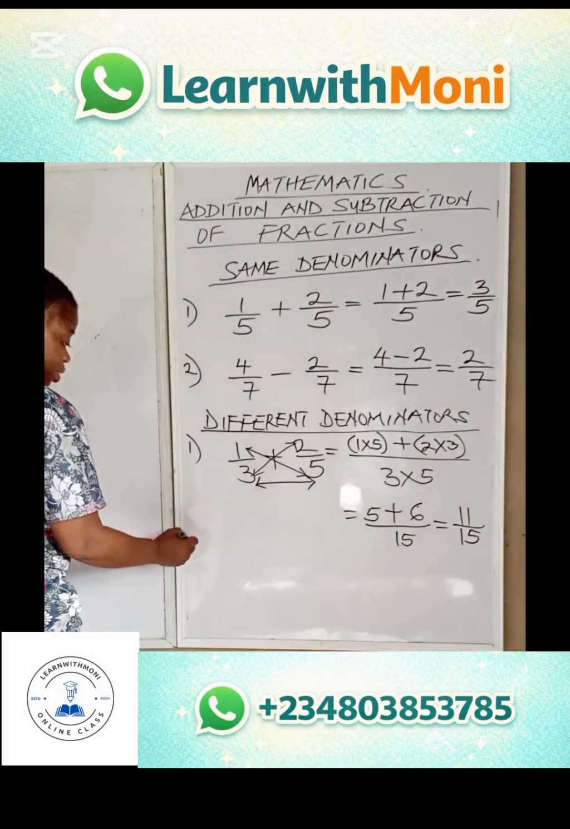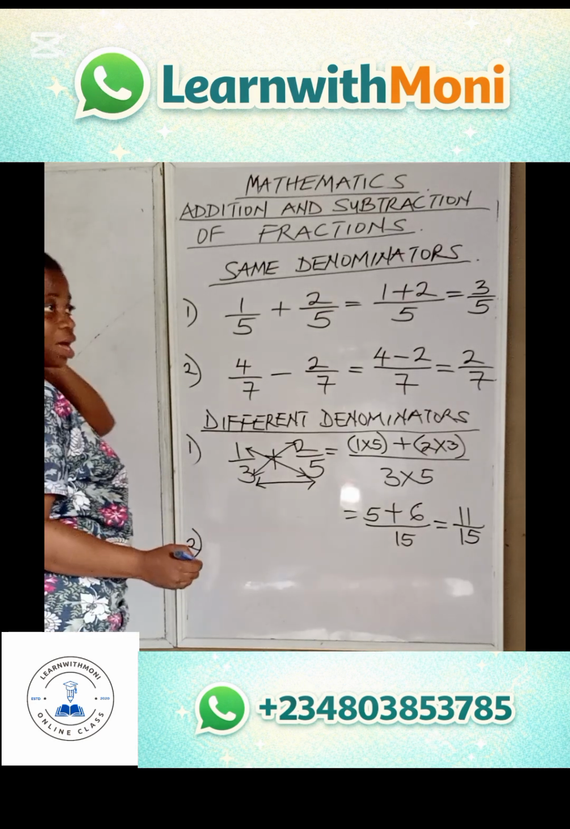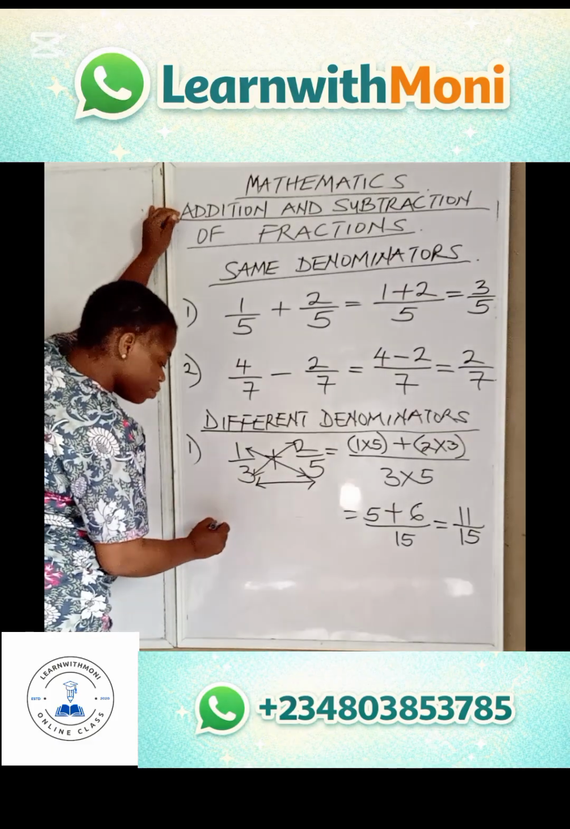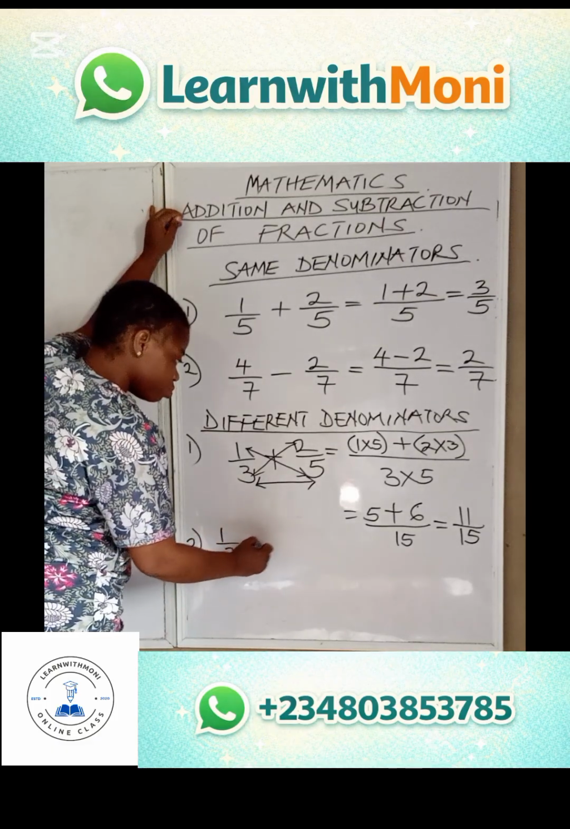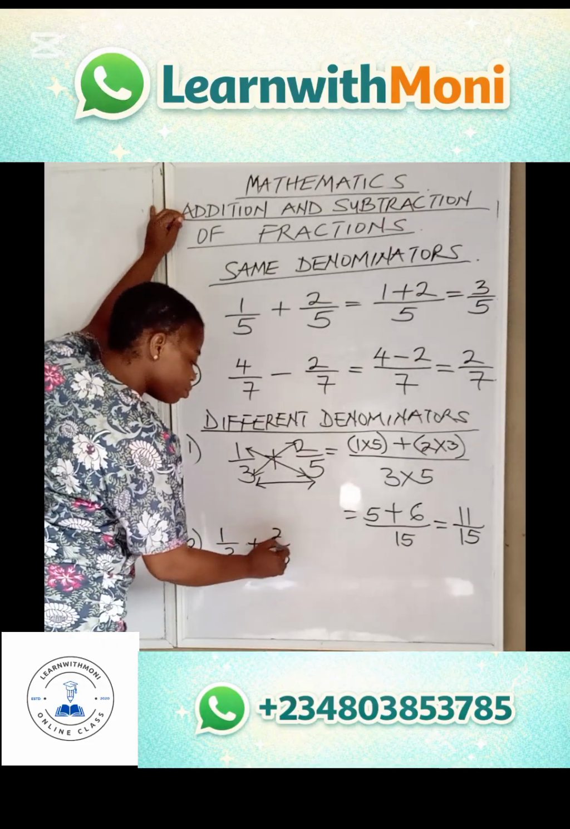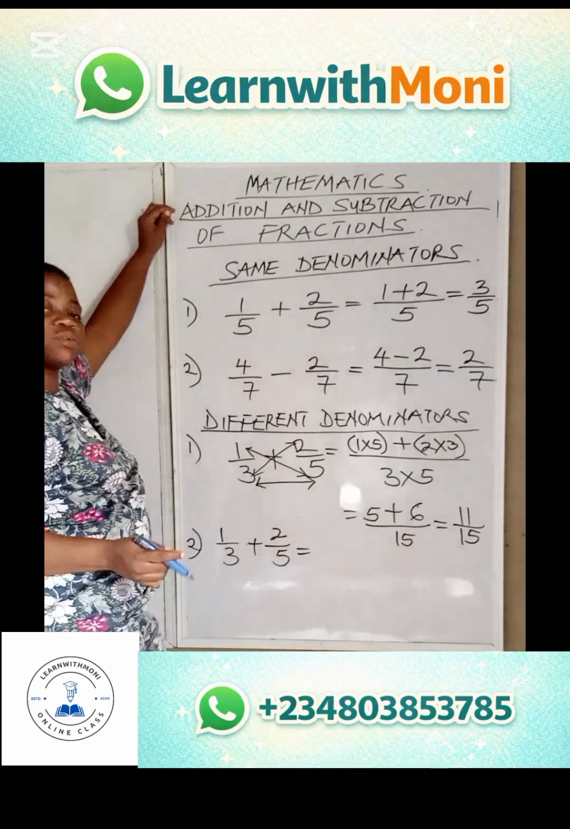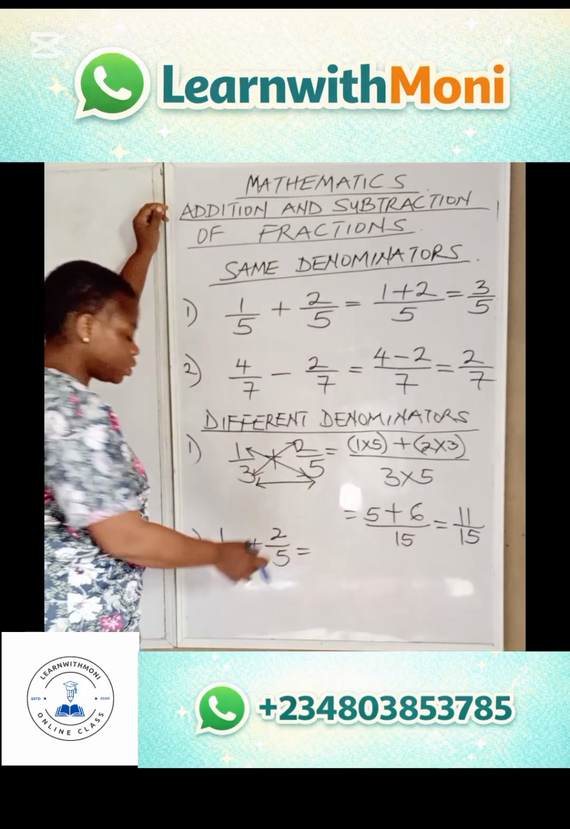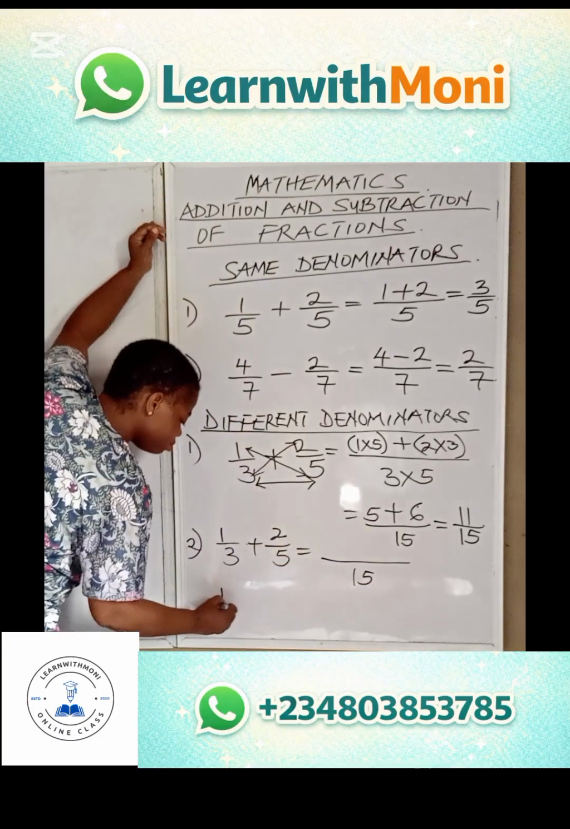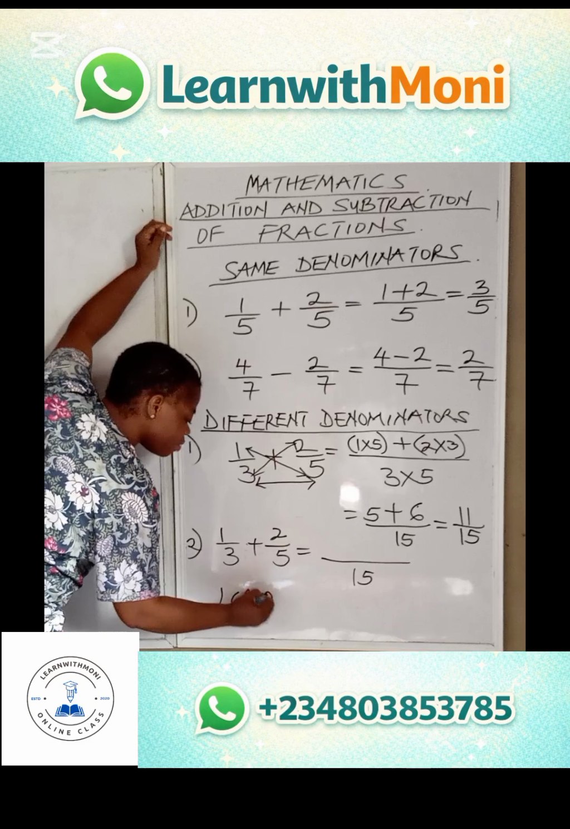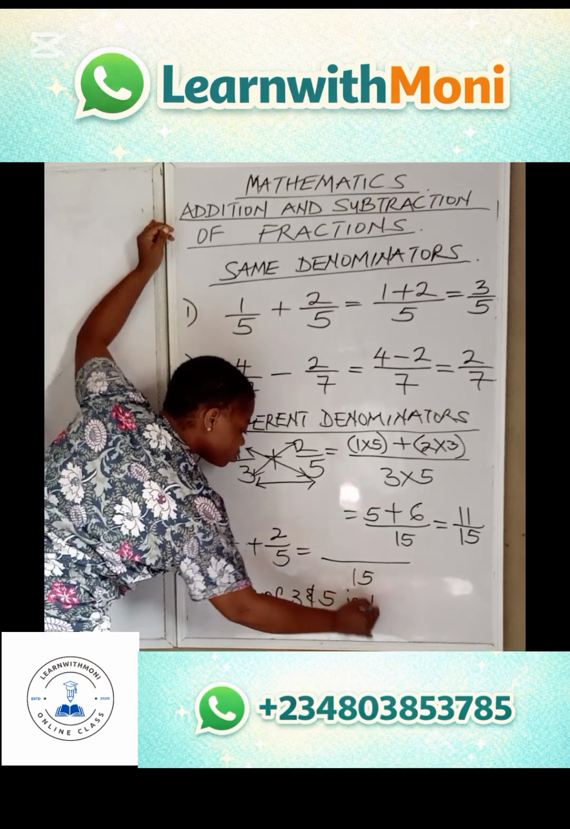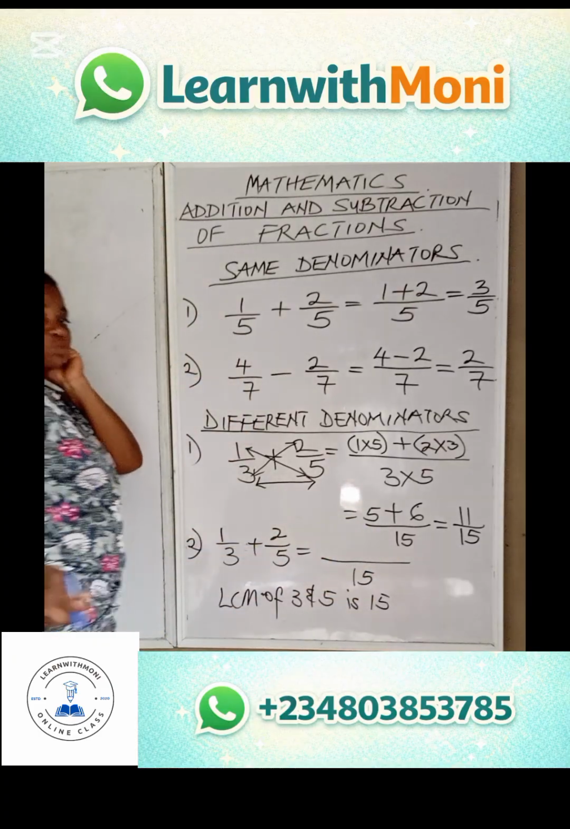Another way of dealing with this is to use the equivalent fraction method. We want to make both of them to have the same denominator. 1 over 3 plus 2 over 5. We'll be making use of the LCM. The smallest number 3 and 5 can divide is 15. That is the LCM. LCM of 3 and 5 is 15. So we are using 15 as the common denominator.